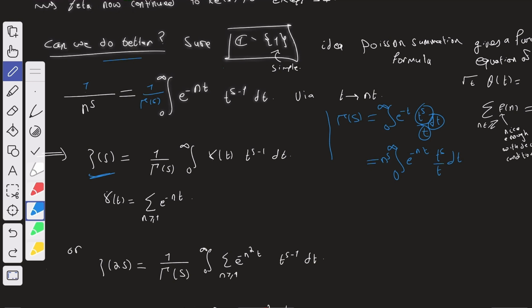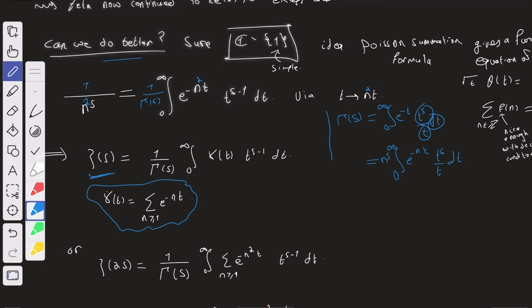So from here, one can try to work with this function, and it's just a geometric series, so one can try to play with it. So there's a nicer proof, in my opinion. You see, instead of sending t to nt, what we may have done is that we may send t to n squared times t. So if we do that, what we'll be getting is, instead of 1 over n to the s, we will be having 1 over n to the 2s, and 1 over gamma the same, and then we'll be having n squared here, and the rest is the same.